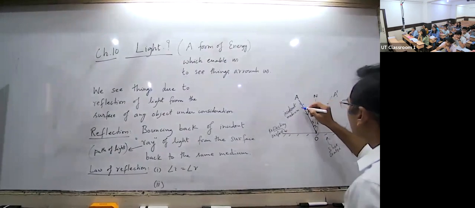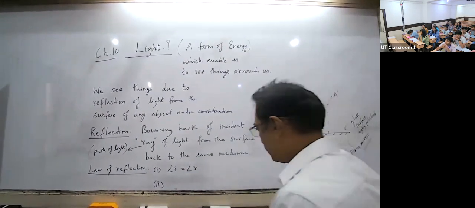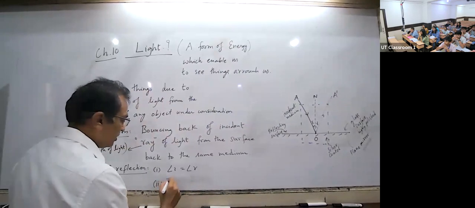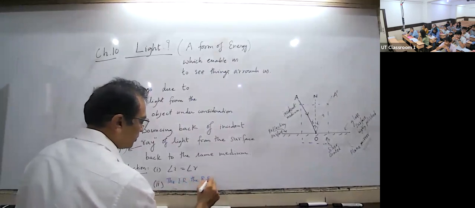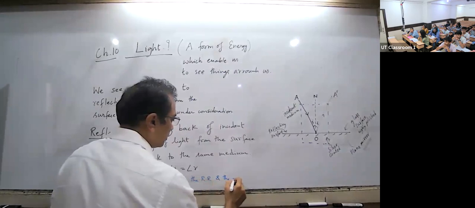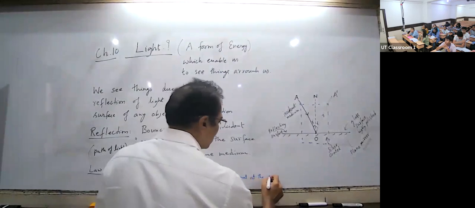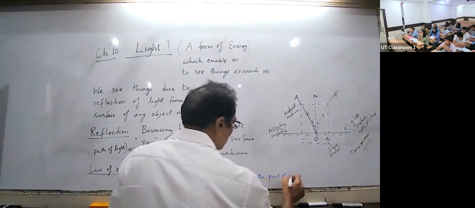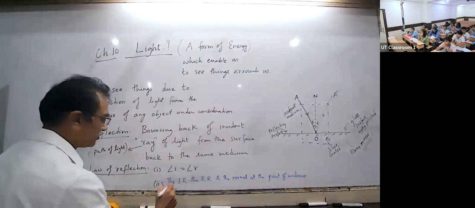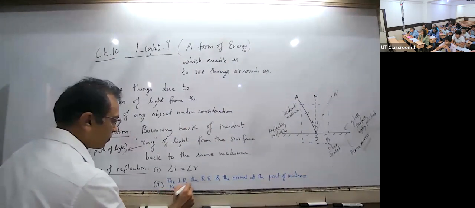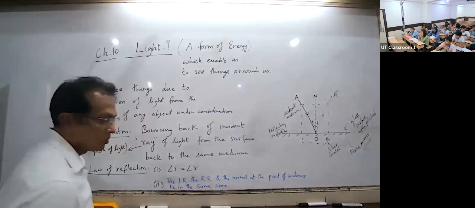So let's say this is the plane. Can anybody explain? What does it mean? So what is the law? The incident ray, the reflected ray, and the normal at the point of incidence lie in the same plane.